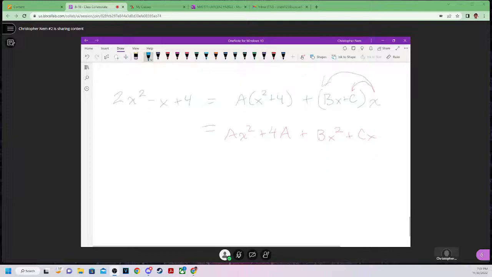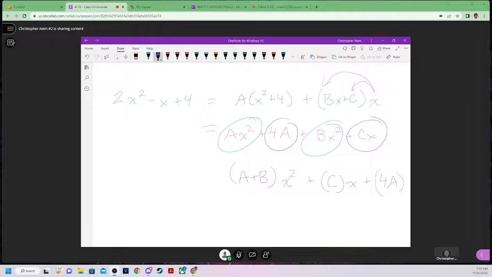Now I combine like terms. What are my like terms? Well, x squared and x squared. If I combine like terms, I'm adding the coefficients. So now this is (a plus b) times x squared. Now, the next one has an x term. What else has an x term? Nothing. So this is just plus c times x. And then the last part is the constant, there's no x term here, so this is just 4a. I like to use parentheses to let me know what my coefficients are. This is all equal to 2x squared minus x plus 4.